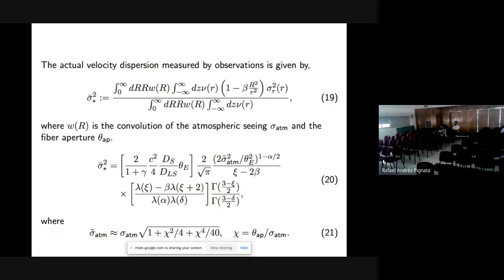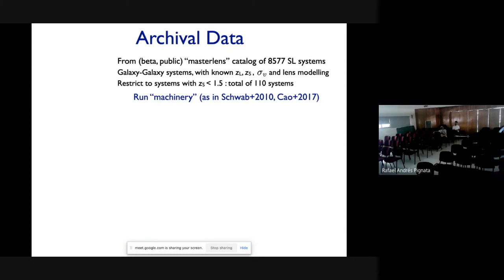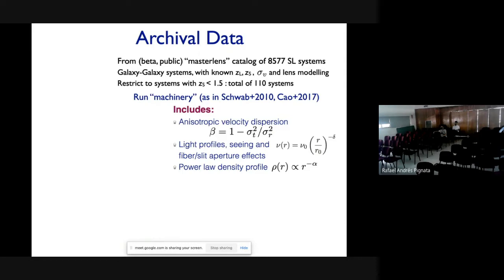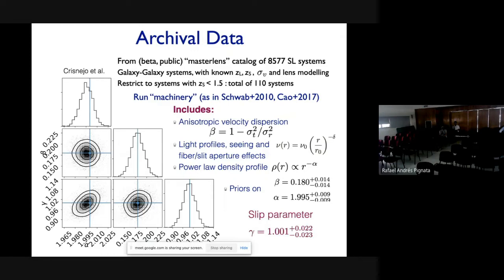So when you do this, and this has been done since 2007 or 9, the first papers, and until nowadays, again, you take into account the light profile, for example, power law, mass density profile, loss anisotropy. You run this for systems where you have a measured velocity dispersion and you have a modeled mass distribution from the lensing, and you can infer the parameters there, and in particular gamma, right? And that's the result, right? So you find a gamma in all these studies that's very close to one, okay? So it's compatible with general relativity.